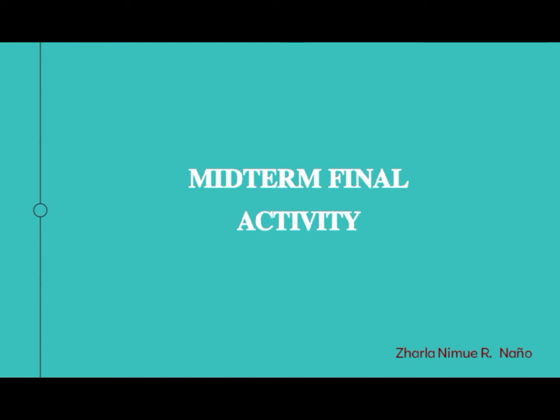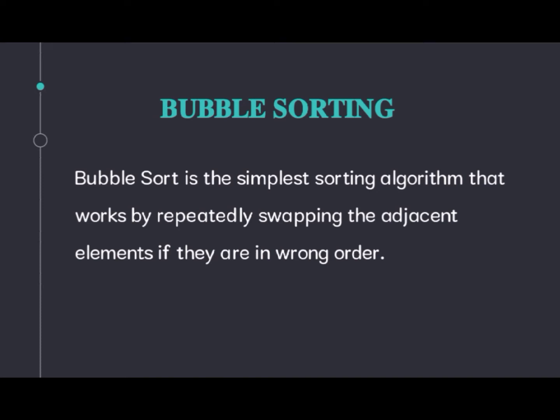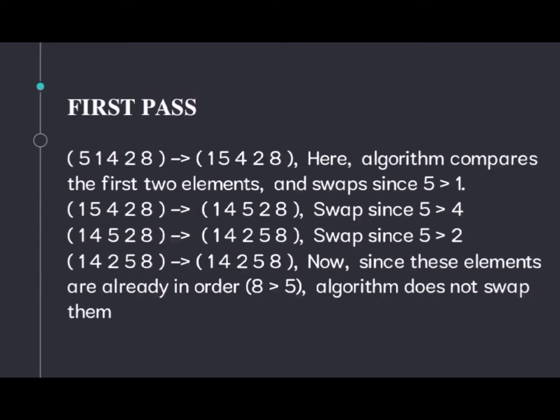I will be going to present about bubble sort, heap sort, selection sort, and greedy algorithm. So first thing is, what is bubble sorting? A bubble sort is the simplest sorting algorithm that works by repeatedly swapping the adjacent elements if they are in the wrong order. So bubble sort is divided into 3 passes, which is first pass, second pass, and third pass.